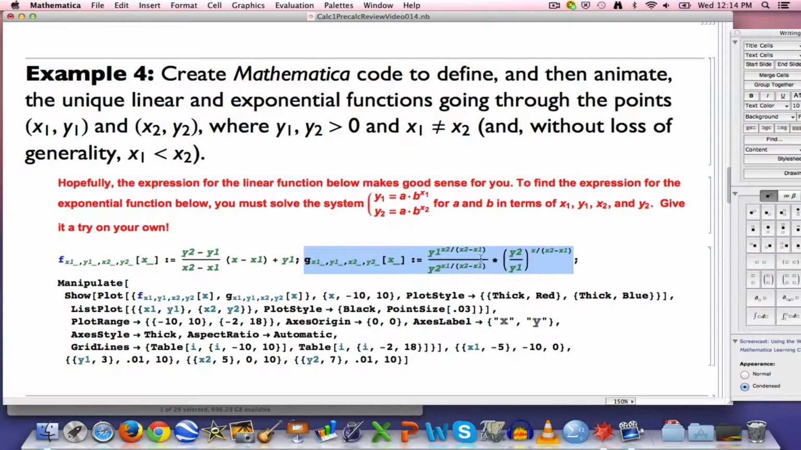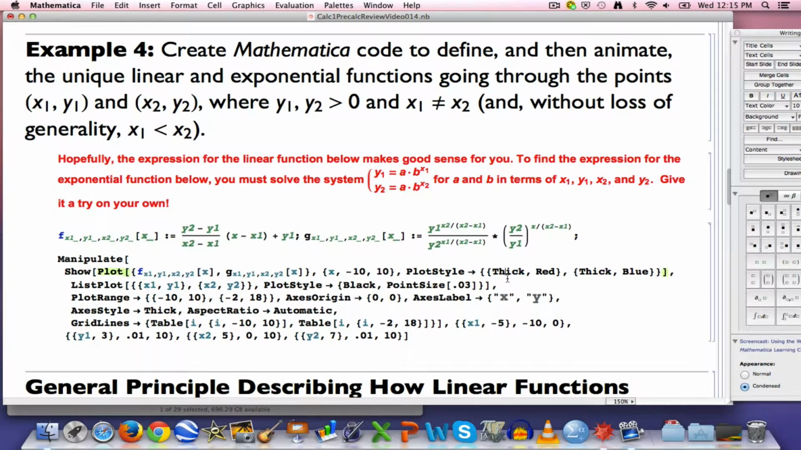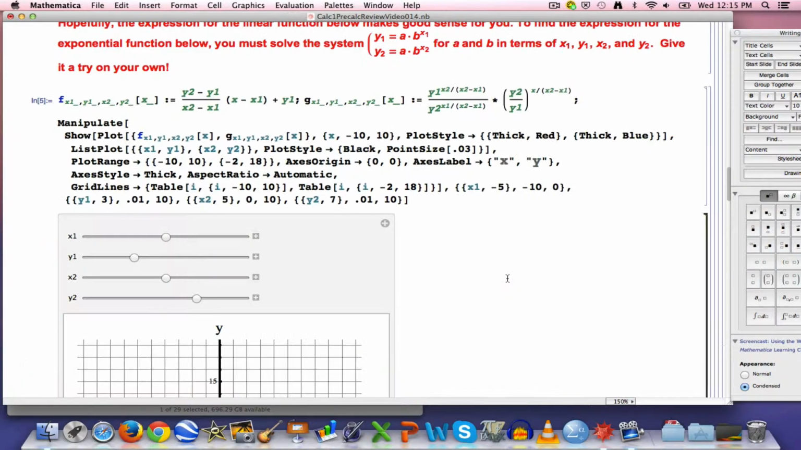This is the exponential function. This is the value of a right here, and this is the value of b when you raise it to the 1 over x2 minus x1 power. I found those complicated expressions by solving this system for a and b in terms of x1, y1, x2, and y2. I would encourage you to pause the video and try that on your own. Okay? When you're back, you can look at the code and see that the code makes sense too.